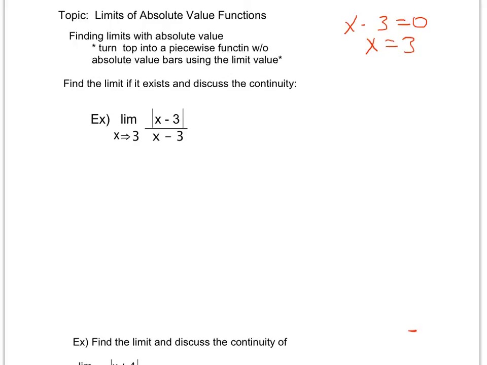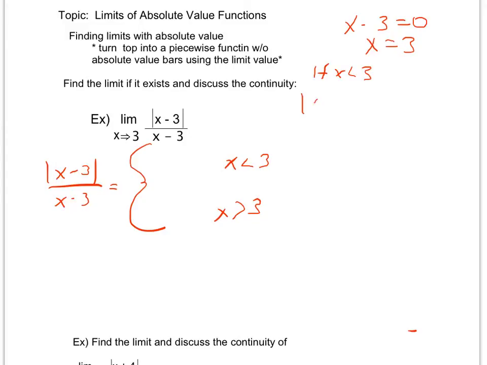So I know I'm going to break this function and say that the absolute value of x minus 3 over x minus 3 is equal to a piecewise function, and something different is going to happen depending on if x is less than 3 and if x is greater than 3. If I look at each piece individually, if x is less than 3, one of two things happens: either the absolute value of x minus 3 is the same thing as just x minus 3, or the absolute value of x minus 3 is equal to the opposite of x minus 3.